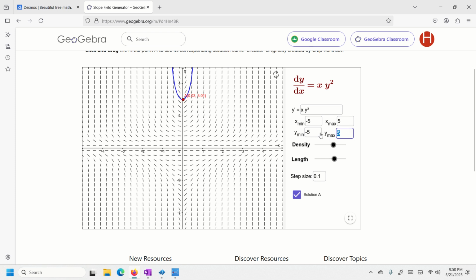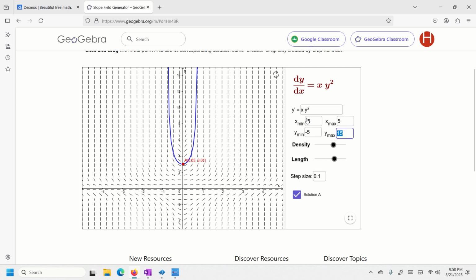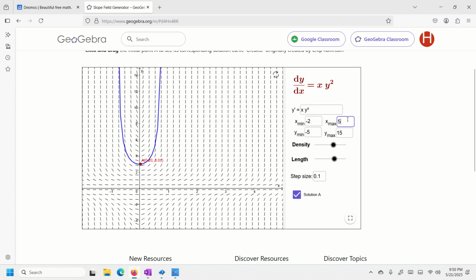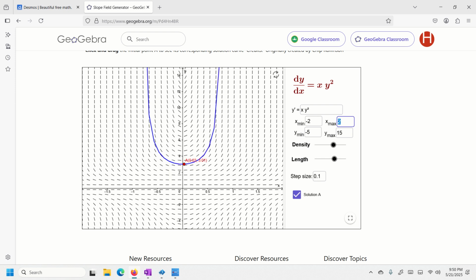Let me see if I increase this to maybe a 15, if I get something that looks more interesting. Nah, it doesn't look all that much interesting. Let me play around with some of these values and see if I can make this look nicer. All right, well, that's what it is. So the solution to this differential equation looks almost like a parabola that opens upwards, right?